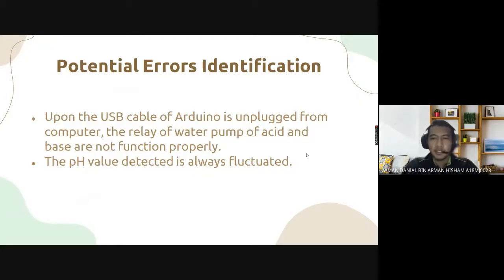Potential errors identification. Firstly, when the USB cable of the Arduino is unplugged from the computer, the relays of the water pumps of acid and base are not functioning properly. The pH value detected is also always fluctuating.